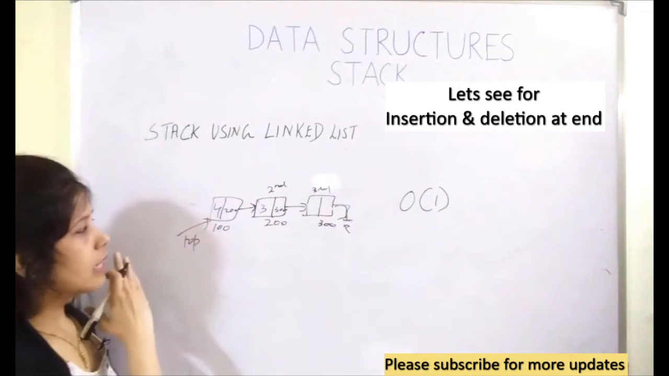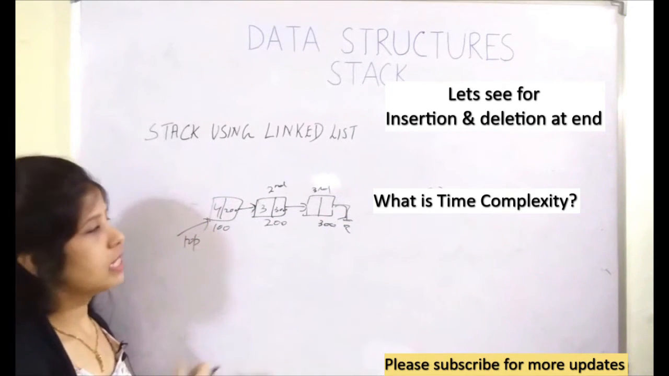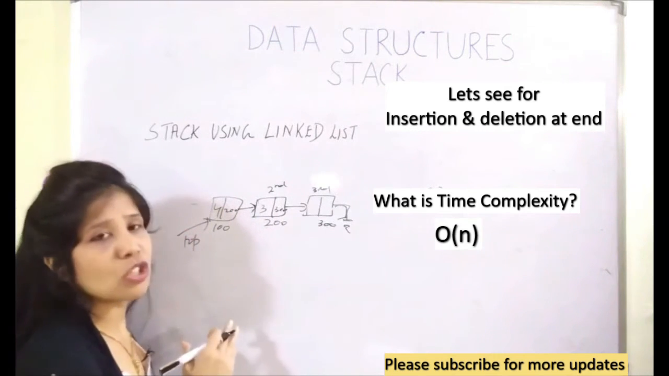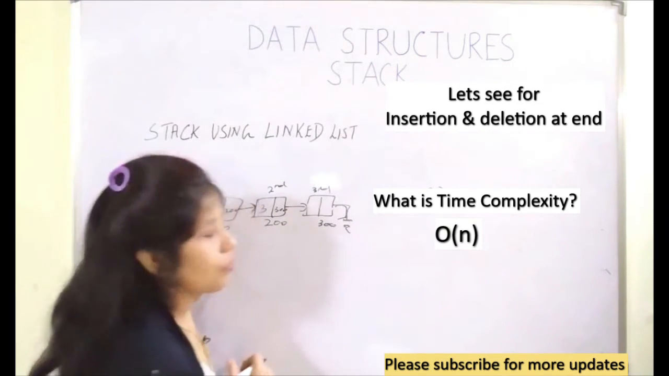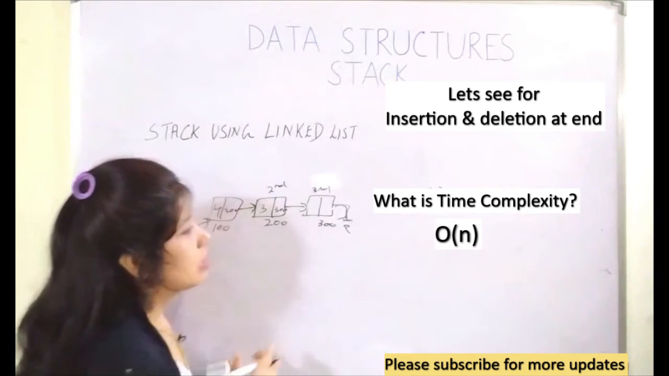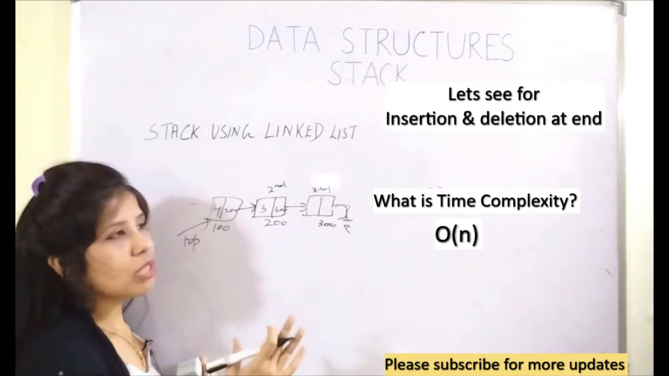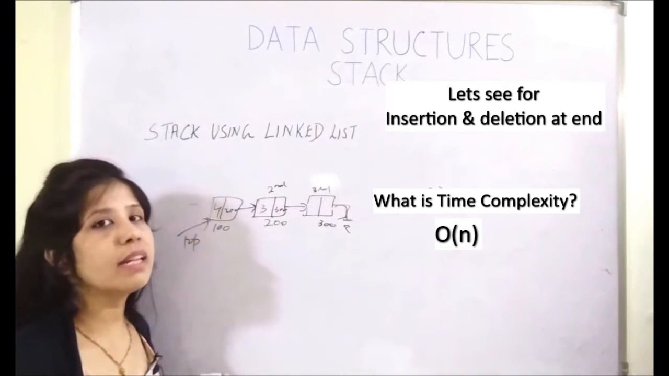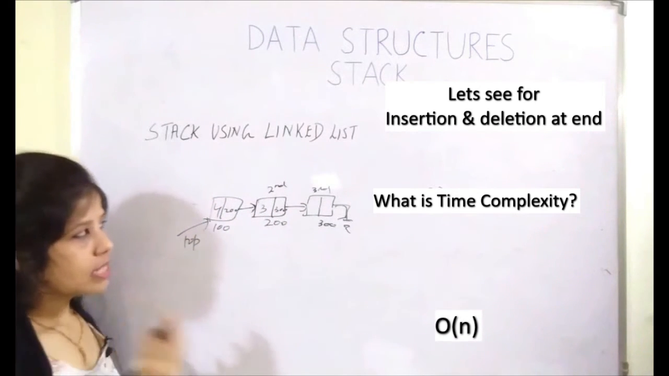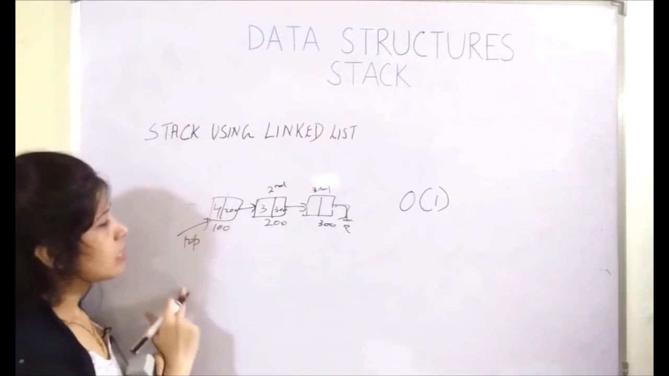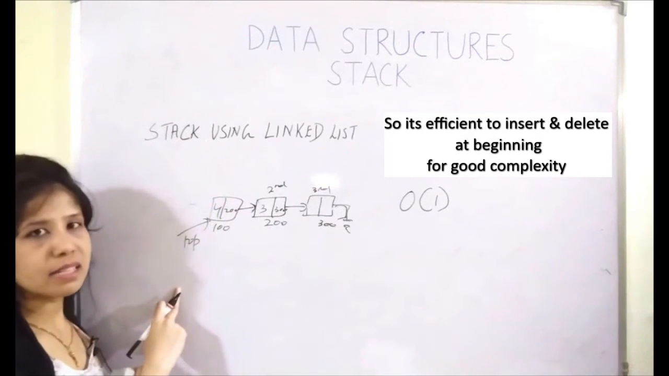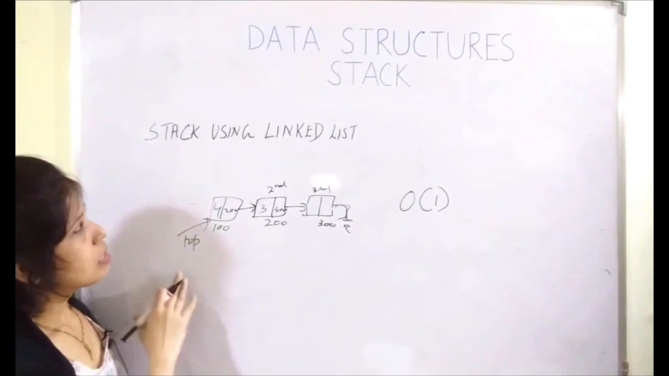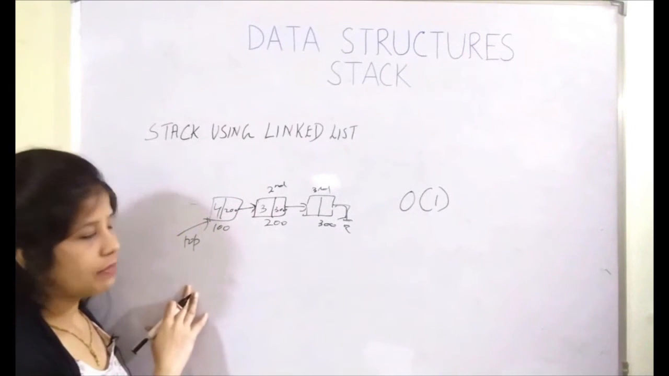So you can see how much the time complexity will be. It will be O of n. So it is not at all efficient and it will take lots of time, depending upon the size of the list. What if the linked list has many nodes? You have to keep on traversing to reach the end just to insert and delete. So we will not prefer this way. We will insert and delete at the beginning itself in order to achieve a good time complexity.